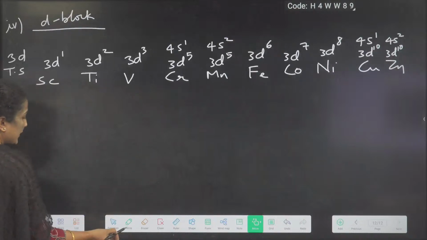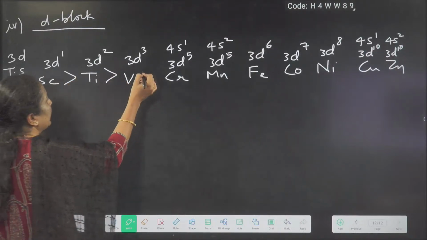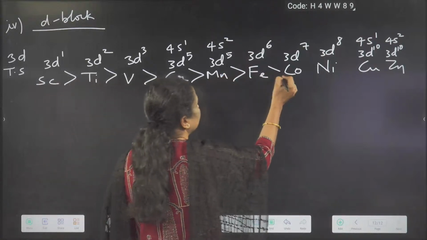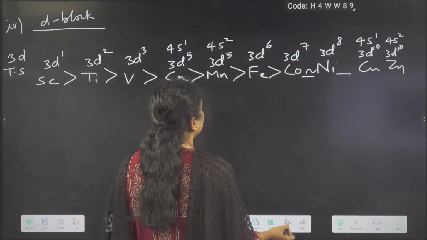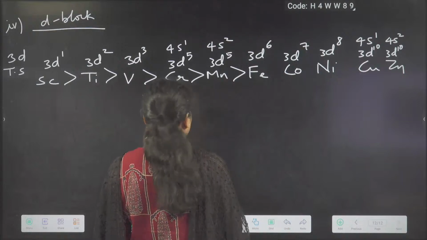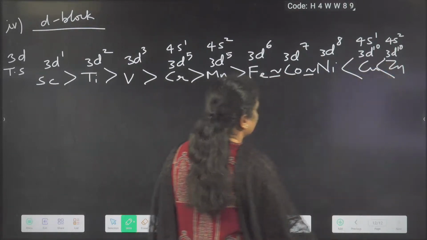Now, what is the trend of the size here? It is seen that initially it keeps on decreasing. Then almost it is the same. Almost it becomes the same. Then it increases. Okay?